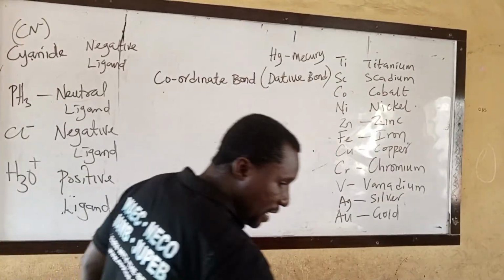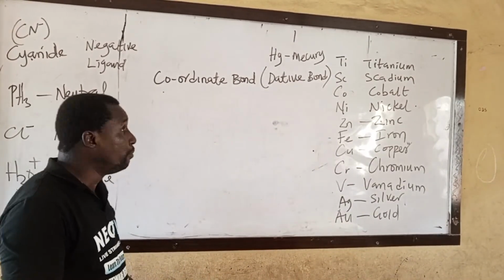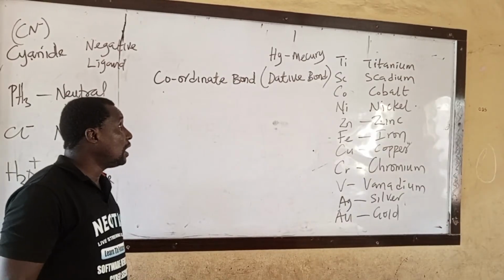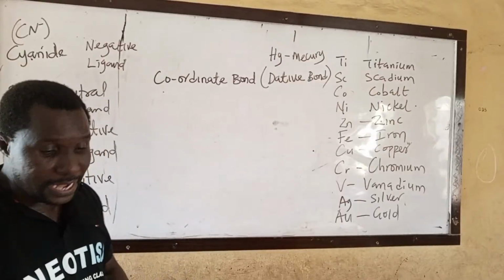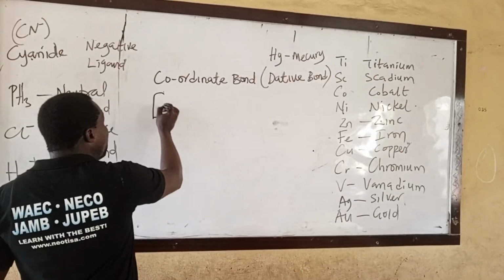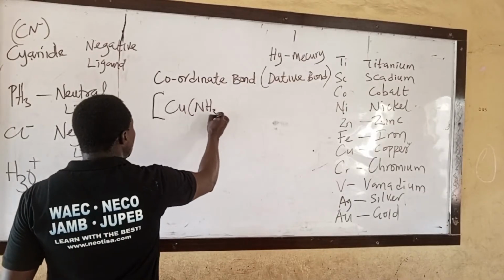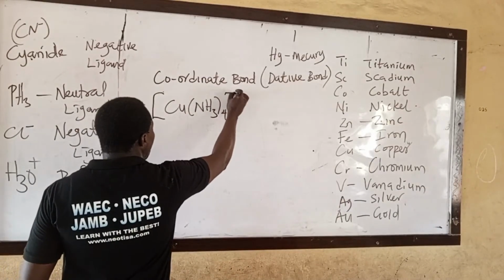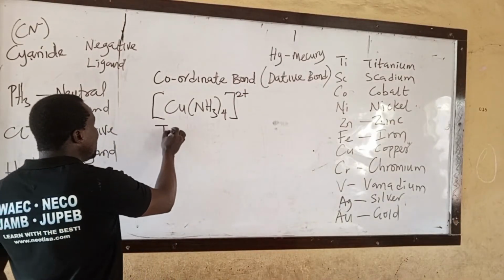Okay, let's move. I said the bond that occurs in a coordination compound is what? Dative bond or coordinate bond. Then what are examples? Example of a coordination compound: Cu(NH3)4 2+. The name of this is what?